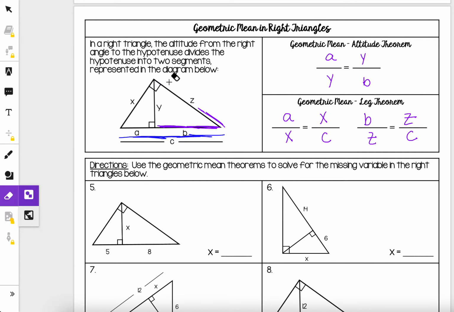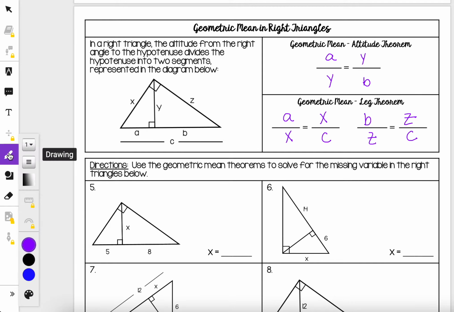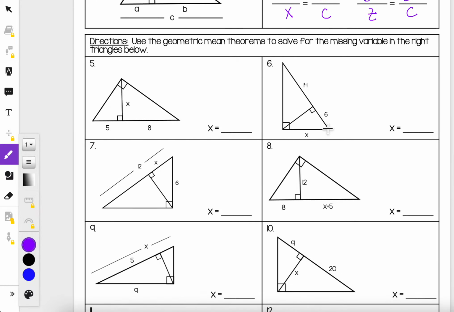Right? So when we take a right triangle and draw an altitude from the right angle down to the hypotenuse, it creates these three different geometric mean proportions. The first one has to do with the altitude: A over Y equals Y over B. And our other two have to do with the legs of that larger right triangle. So we're going to practice using these geometric mean proportions to solve for sides of these similar right triangle diagrams.